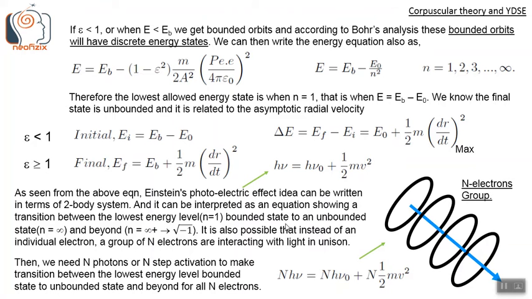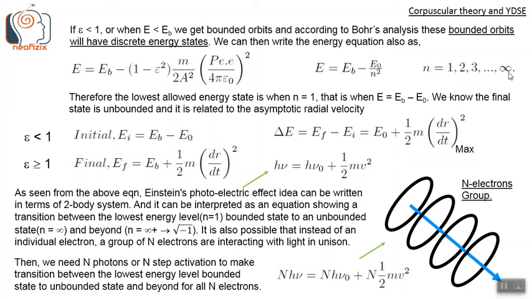And this can be interpreted as an equation showing a transition between the lowest energy state, n equals 1, that is the initial state, which is the bounded state, to an unbounded state where n equals infinity, and beyond this bounded state, where n might become an imaginary number, because in this case E equals EB minus E naught by n square.